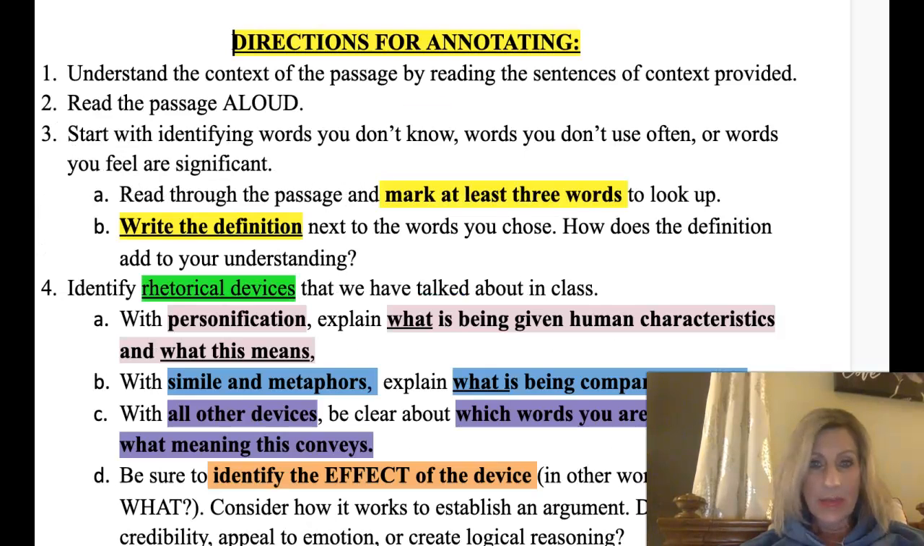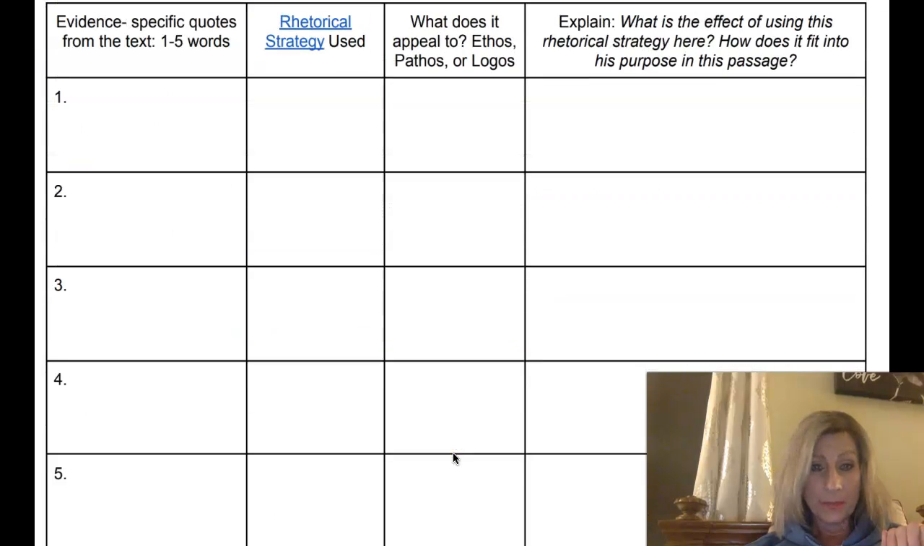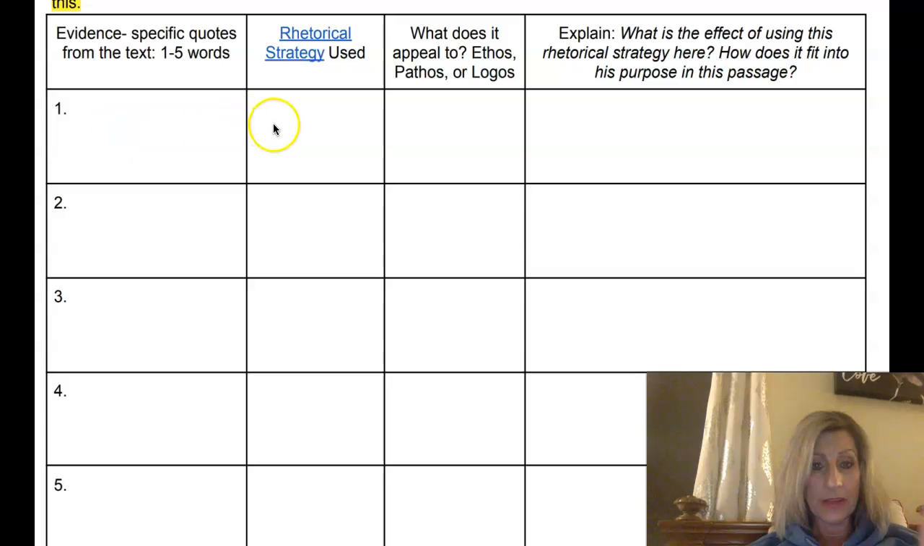So you will look at your annotations. Let's say this is my annotations. I would find maybe this metaphor, and I would highlight the fatal poison of power, irresponsible power. And I would explain how the power killed her goodness like a fatal poison. It compares the power of slavery to a fatal poison that kills. Now, again, if I've done my annotations well, I really only have to mostly copy and paste this and add a few more lines to it. All you're doing is putting that quote here, telling that it's a metaphor, what it appeals to, ethos, pathos, or logos, and explaining the effect and the purpose.